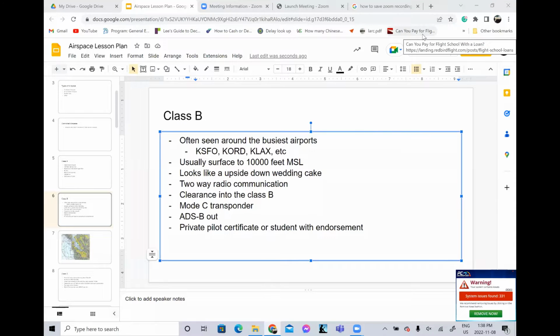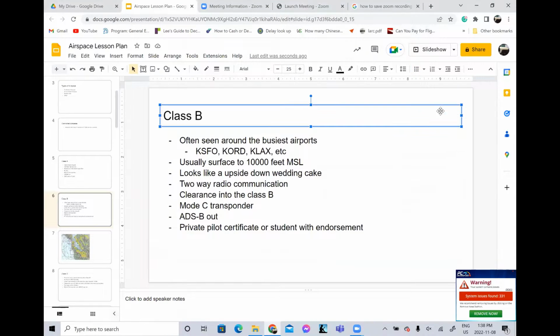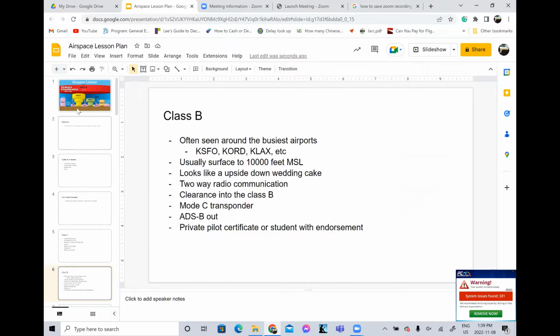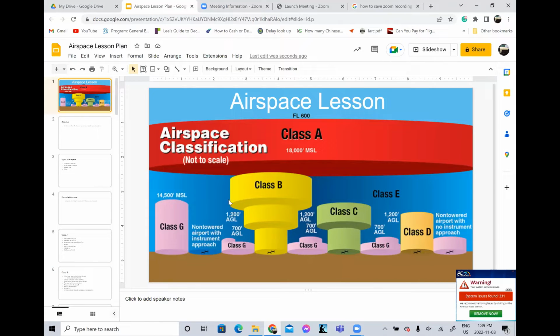All right, the next controlled airspace we're going to talk about is Class Bravo, and this is often seen around the busiest airports in the US. Some examples include San Francisco International, Chicago O'Hare, and Los Angeles International. And usually this airspace starts at the surface and goes up to 10,000 feet MSL. And if we go back to our starting slide, you'll notice that Class B airspace usually resembles an upside-down wedding cake.